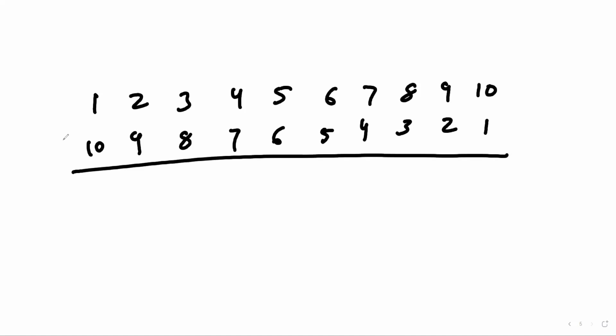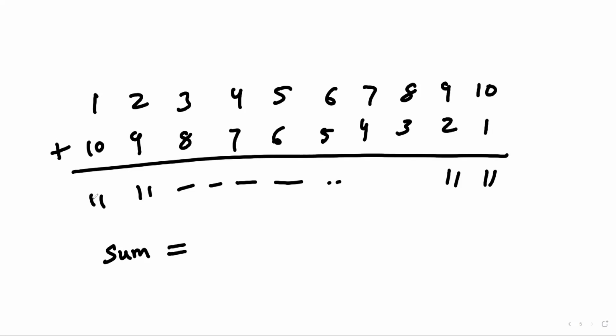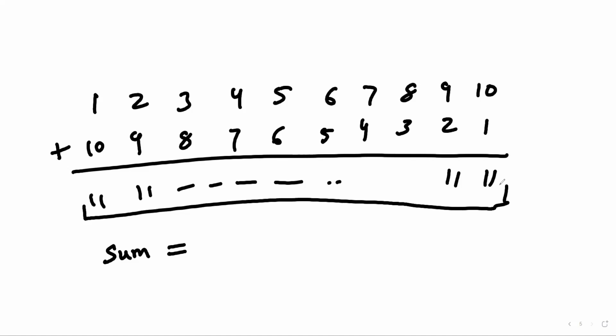So this is basically what we're trying to do. We're starting from right and we are starting from left. So this is giving us 11, this is giving us 11, 11, and so on, right? Can we say we are supposed to find the sum of first n natural numbers? How many 11s do we have here? We have 10 11s, right? So can we say sum equals 10 into 11? Would that be right to say?